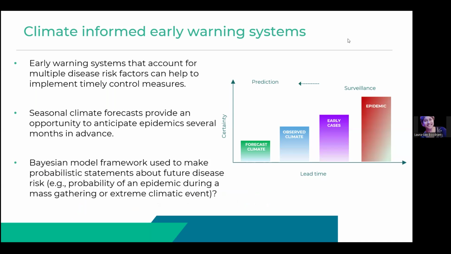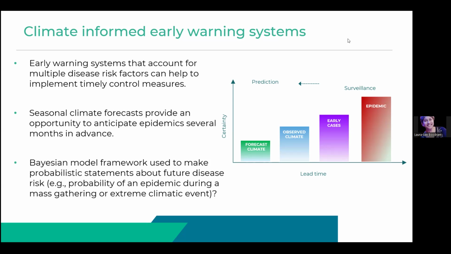Within the Caribbean, we have different types of early warning systems. And what we ideally would like to do is to reach a point where perhaps we can integrate our climate information with multiple disease risk factors to aid our countries in implementing timely prevention and control measures. So we have our seasonal climate forecasts. They might be 3 months or 6 months in advance. And the data that they provide there, coupled to our health and environmental data, can be combined to generate predictive models that hopefully can anticipate epidemics several months in advance.